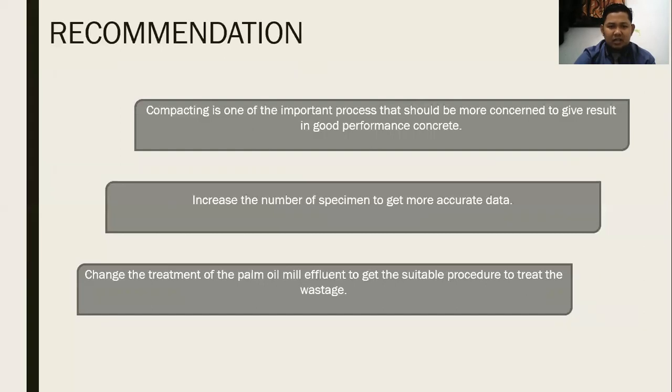This is my recommendation for the next experiment. I recommend that the compacting of samples is an important process that we should do better. If we want to improve the quality of the concrete, we need to make sure the compacting is done well. Next, increase the number of specimens to get more accurate data.